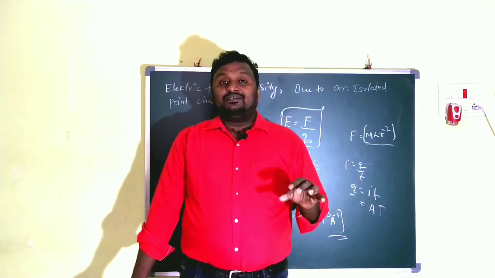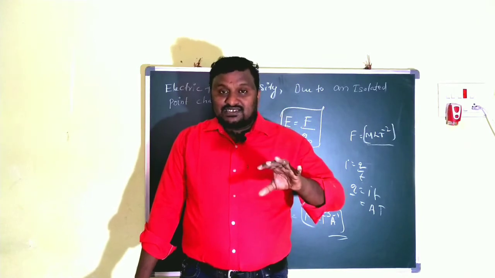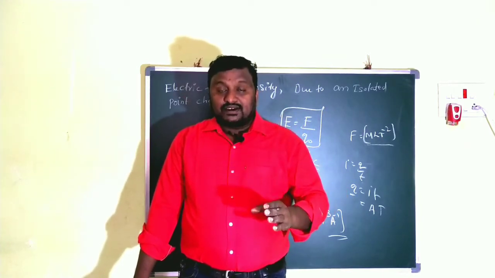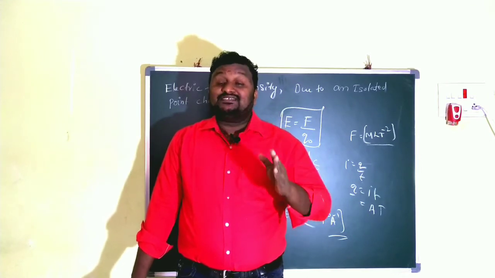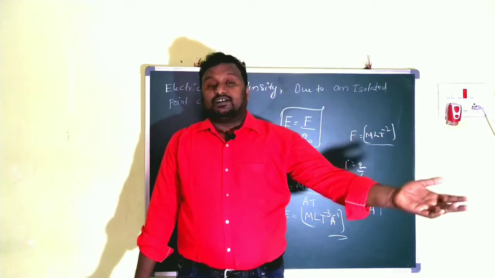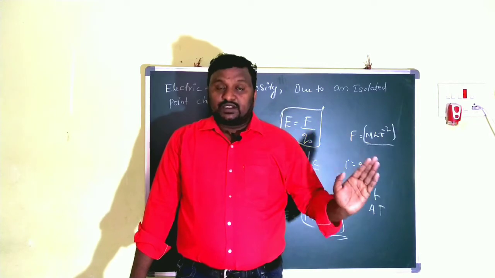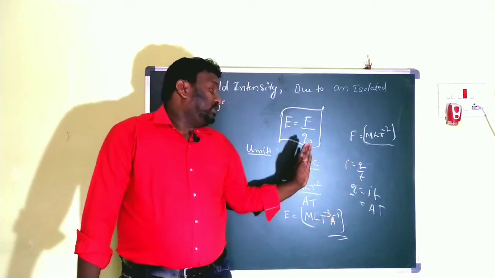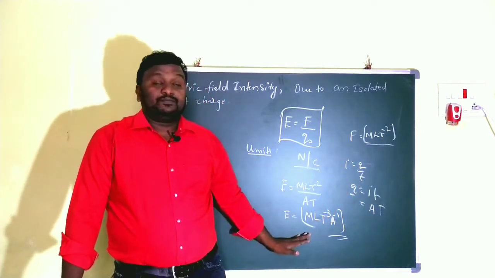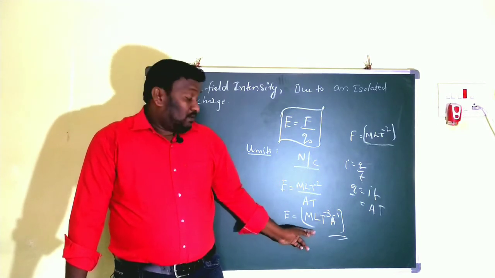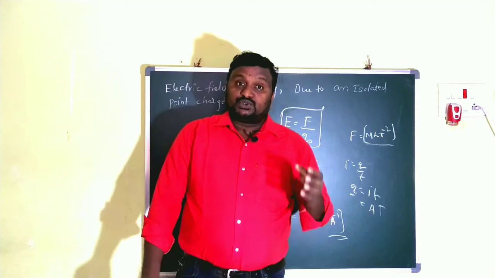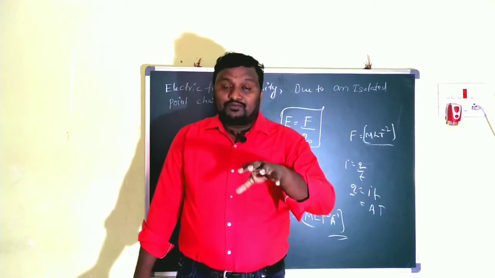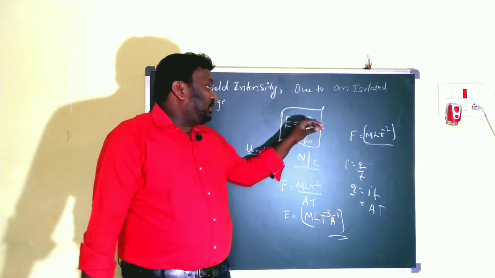Electric field intensity means what? Electric field intensity is nothing but the force experienced by the charge when it is placed in the electric field of another charge. Clear? It is a vector quantity. Units are Newton per coulomb, and the dimensional formula is M L T inverse 3 A inverse 1. Clear, children?